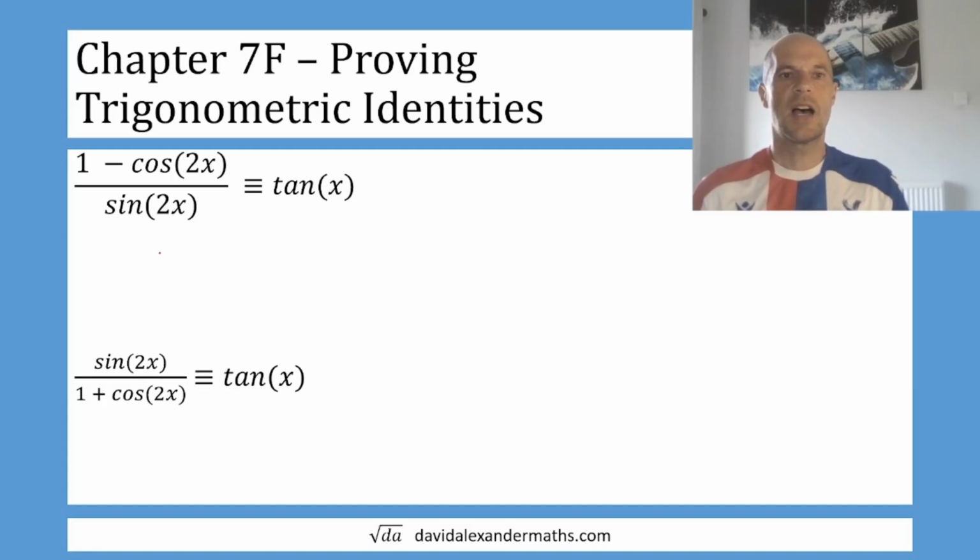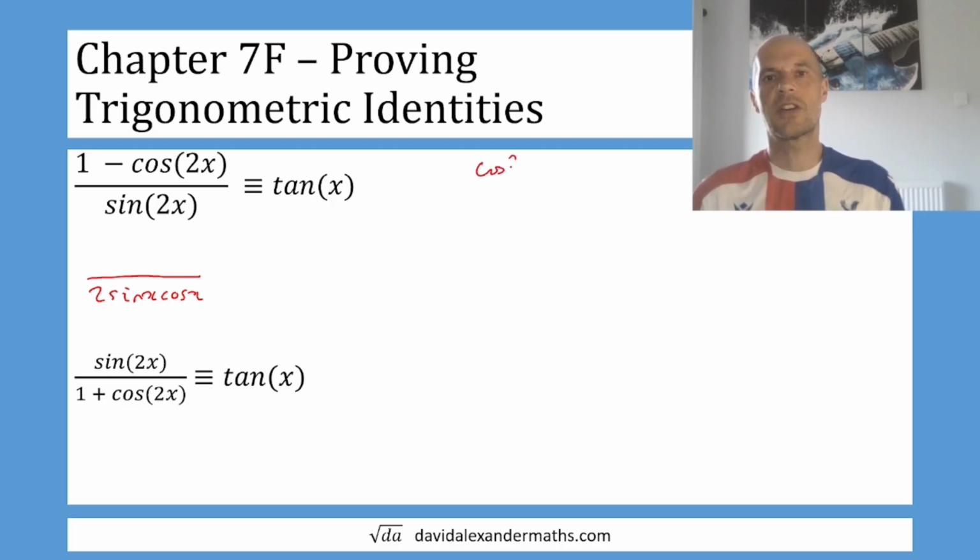Okay, so what we can do with this one, we know that the sine of 2x, there's only one way we can write the sine of 2x, and that's 2 sine x cos x. And we want to show that this is the same as tan x, which is sine x over cos x. So this cos x is going to stay, so the sine x we're going to have to get rid of. So the only way I can get rid of a sine x on the bottom is if I've got a sine x on the top as well.